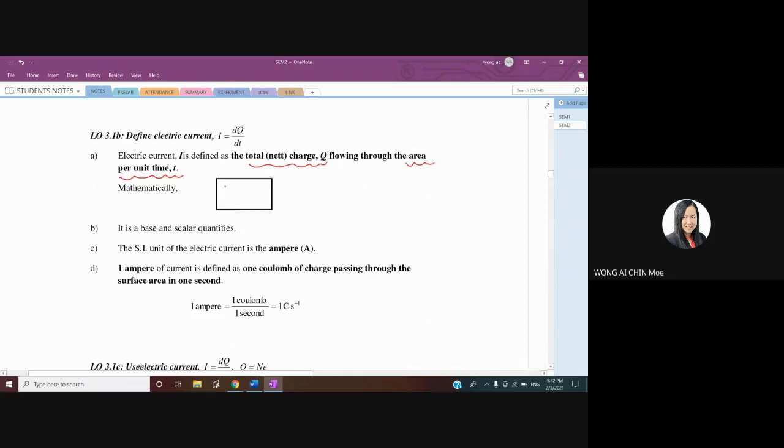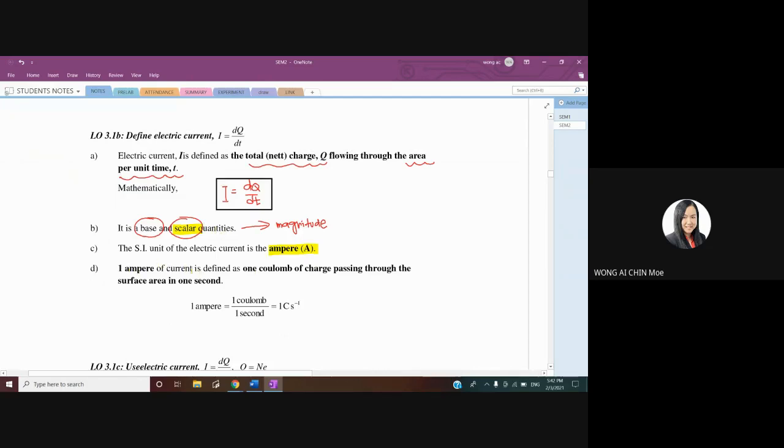So we can write our equation as I equals dq over dt, the rate of charge flow. When there is a charge flowing through an area, it means there is a current produced. Current is a base quantity and also a scalar quantity, meaning that we only consider the magnitude, without considering the direction. The unit for current is ampere.